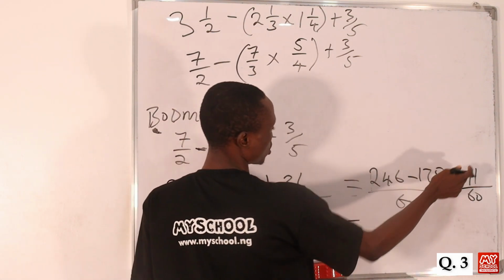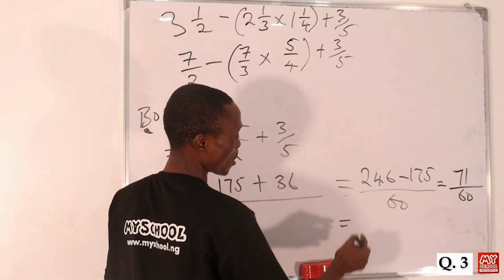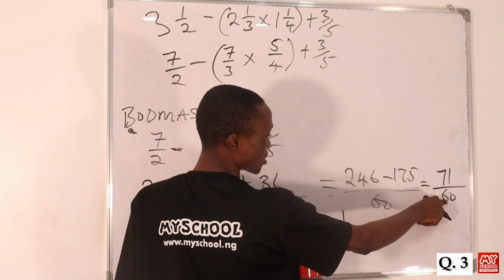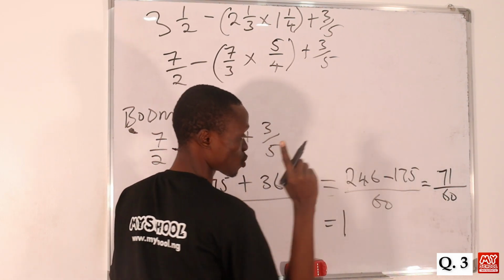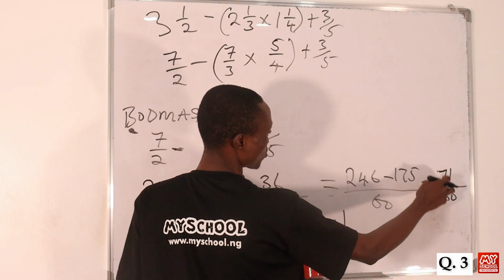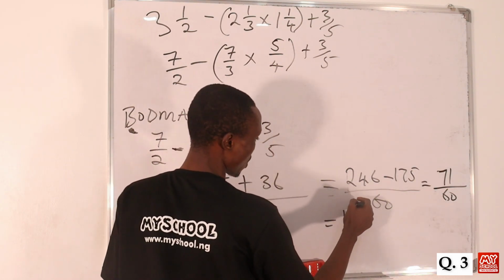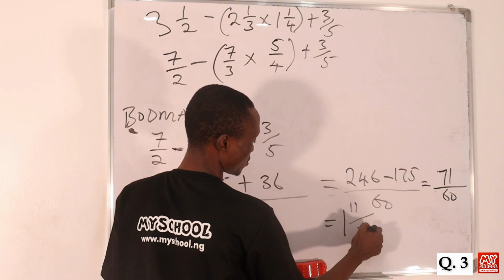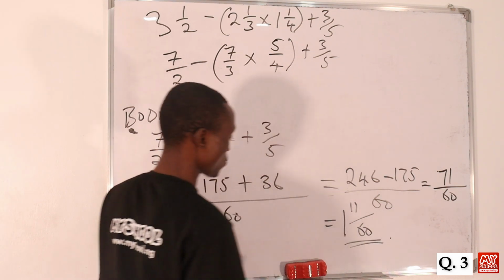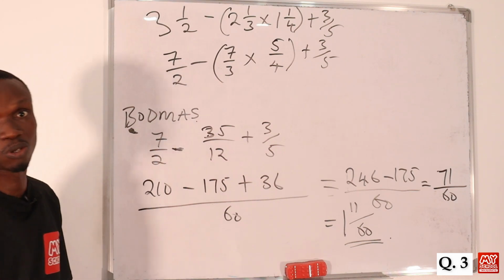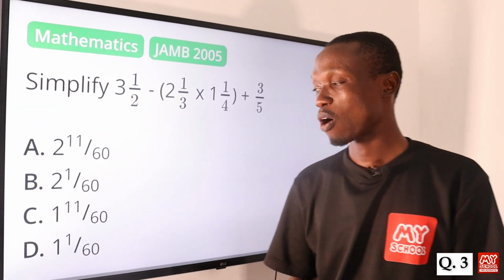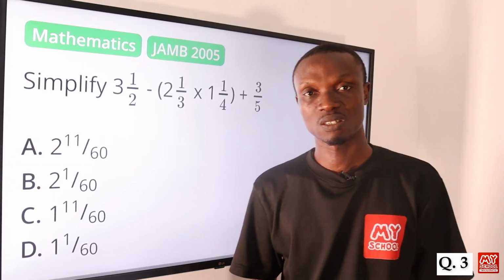So if we decide to change this to a mixed fraction, we'll have one whole number, because 60 can only go into 71 just once. So 60 into 71 is going to give us 1, then remainder 11. So write the 11 here all over 60. Okay, so let's move over to the screen to pick the correct answer to this question, and that is option C, one whole number 11 over 60.